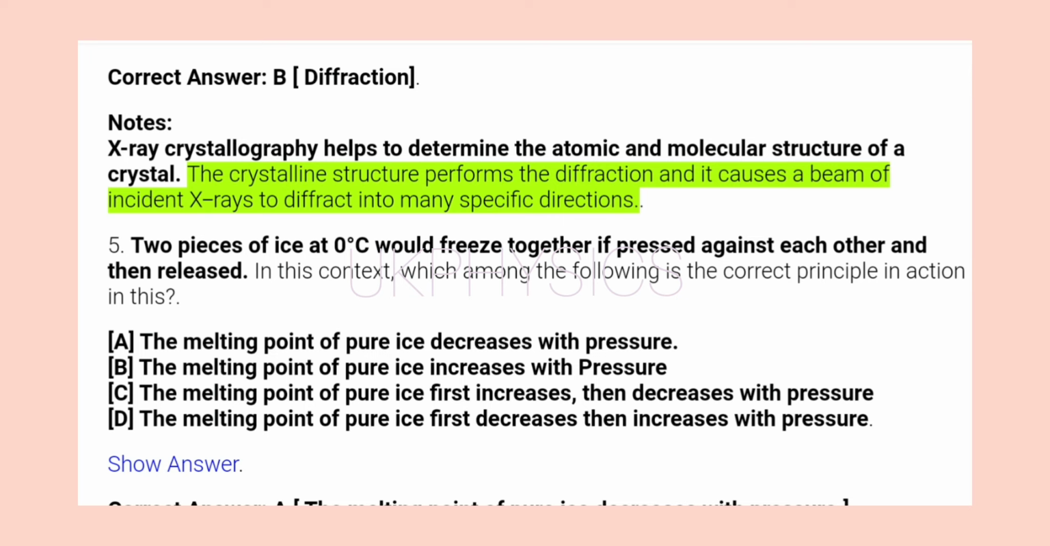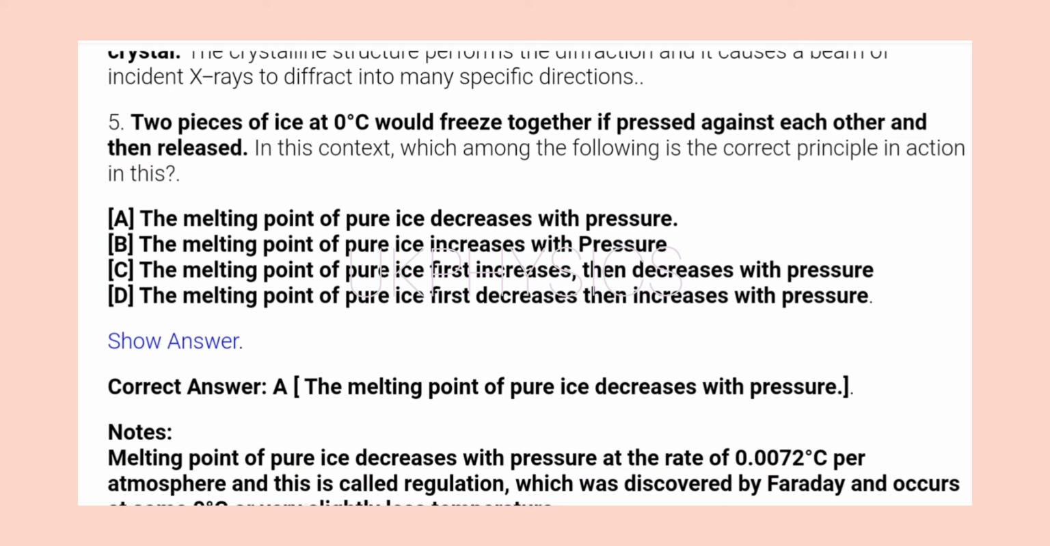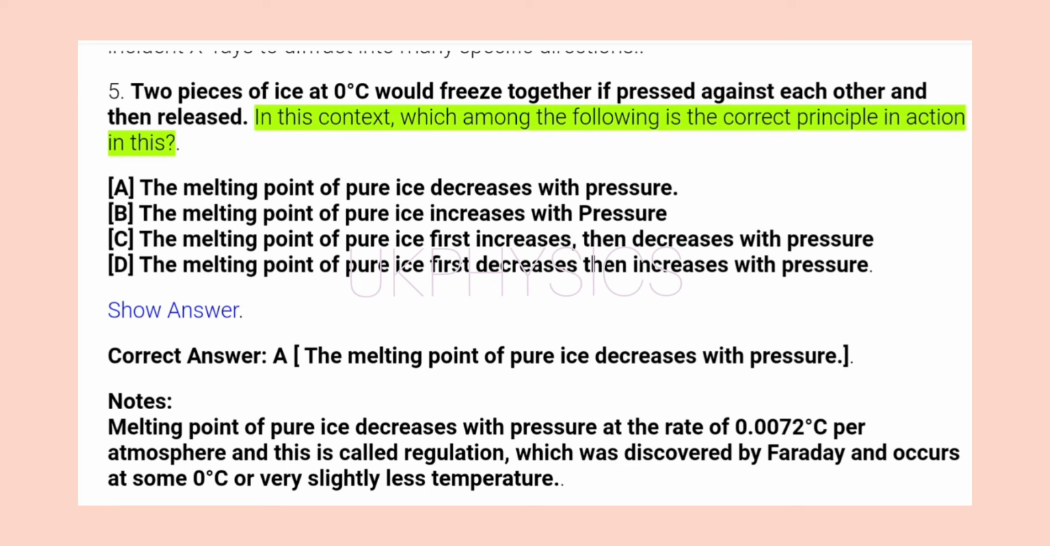The crystalline structure performs the diffraction and it causes a beam of incident X-rays to diffract into many specific directions. 5. Two pieces of ice at 0 degrees C would freeze together if pressed against each other and then released. In this context, which among the following is the correct principle in action in this?